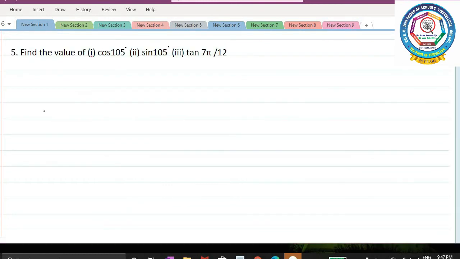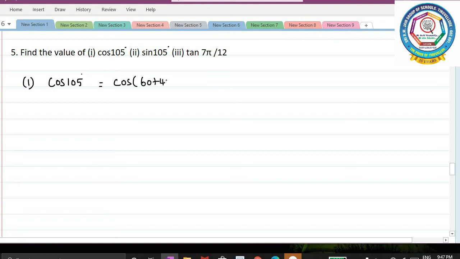Sum number 5. Find the value of first subdivision cos 105 degree, second subdivision sin 105 degree, then third subdivision tan of 7 pi by 12. So the first subdivision, cos 105 degree. This cos 105 degree I am going to split as 60 plus 45, that is equal to 105.